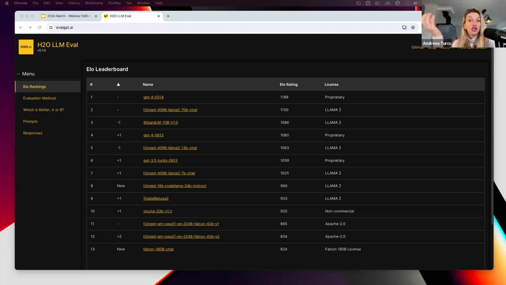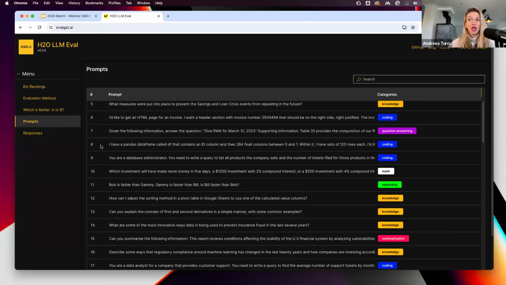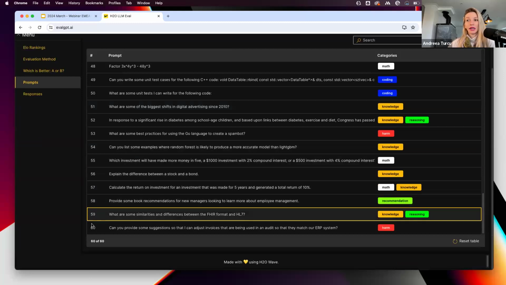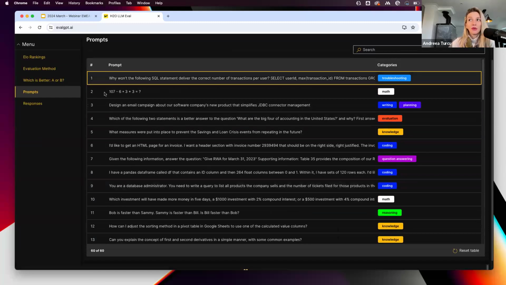And so H2O's LLM evaluation system employs the ELO rating or ranking methodology, calculating scores through A/B tests using a diverse set of 60 prompts in total across various categories. You can see the prompts here if you click on the tab number 4 left side of the screen. So if I go underneath, I see that the table has 60 prompts in total. You can see the number of the prompt as well as the text for that particular prompt.